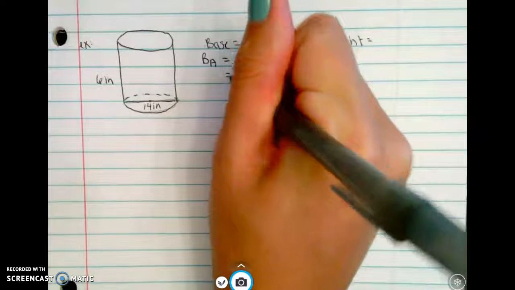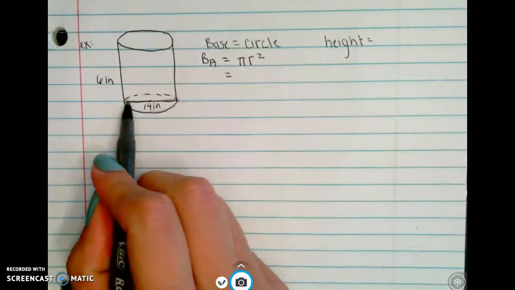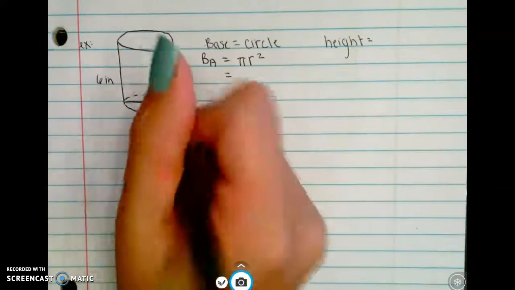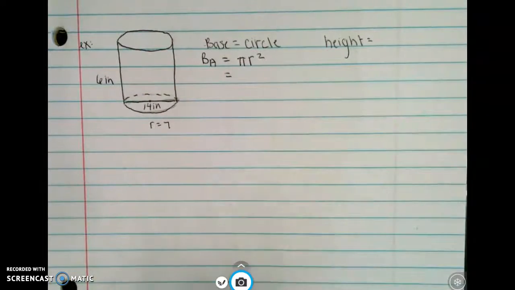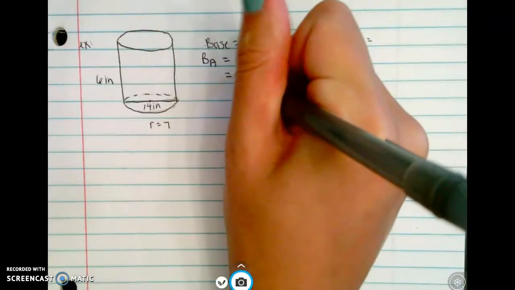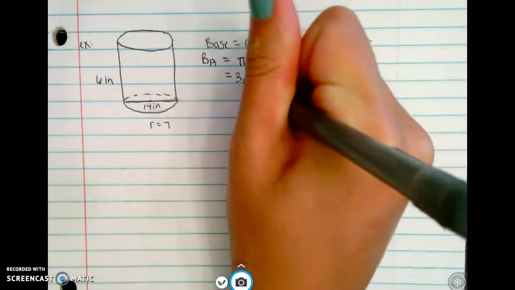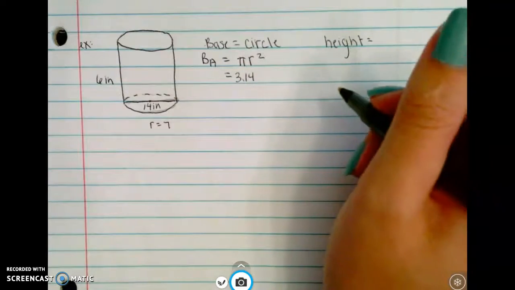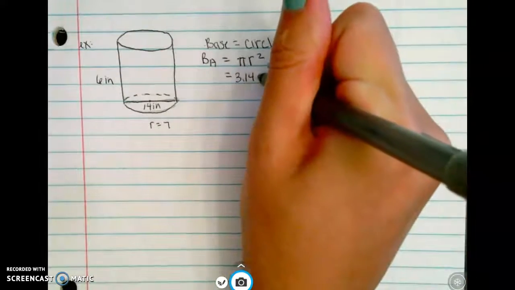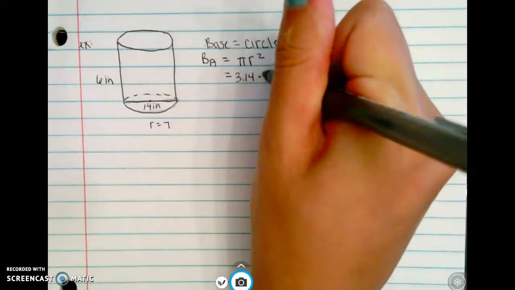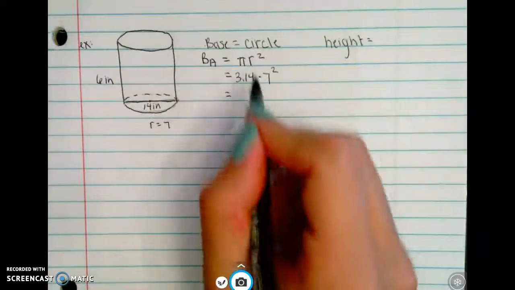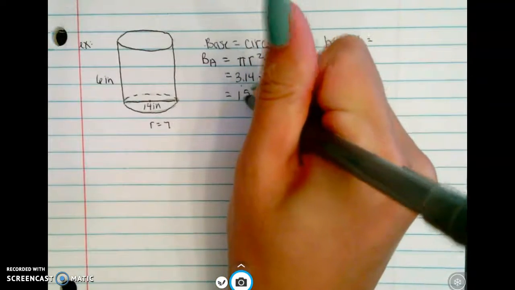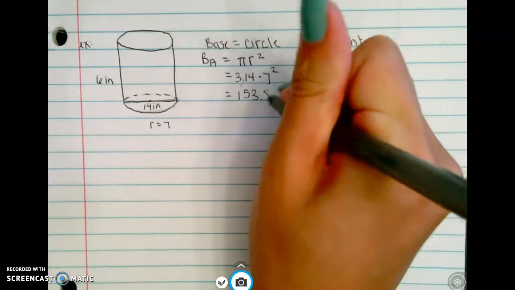So we have the diameter. Because we have the diameter, we can easily find the radius. The radius is 7. So we're going to plug that in. So we have 3.14, and we're going to use 3.14 for our values of pi in this section, times 7 squared. So when I do 3.14 times 7 squared, I get roughly 153.86.